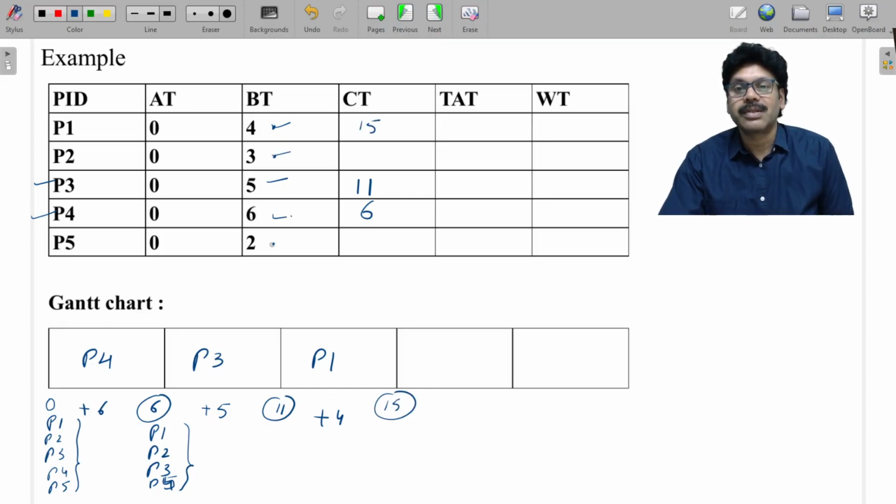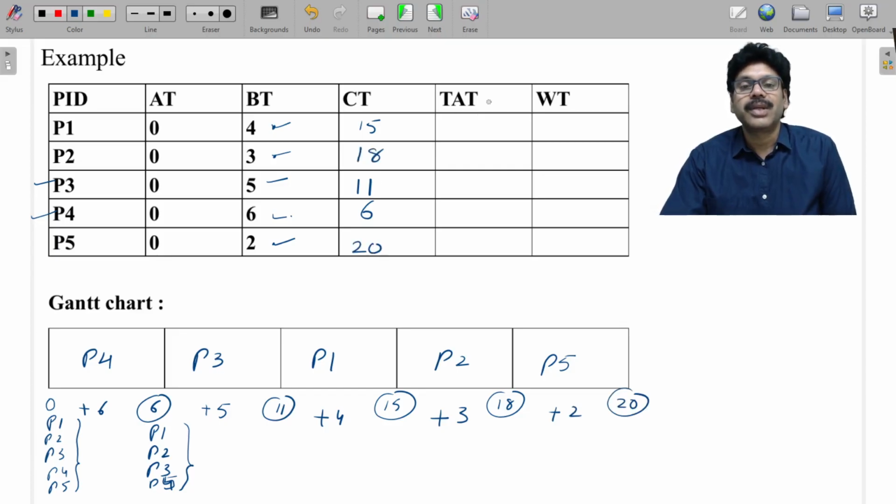The rest of the processes are P2 and P5. P2 is eligible this time because its burst time is more, and by 18 it is completed. The last process, P5, is executed for 2 units of time, and by 20 it is completed. You can easily compute turnaround time and waiting time. Don't forget that turnaround time is CT minus AT, and waiting time is turnaround time minus the time you spent with the CPU.